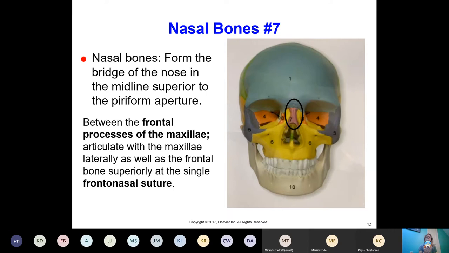The nasal bones form the bridge of the nose in the midline superior to the piriform aperture. What's the piriform aperture? Somebody guess. It's okay to guess wrong. Somebody guess, what's the piriform aperture? Does anybody remember? Okay, everybody, if you have your book handy, look it up and tell me what it is.